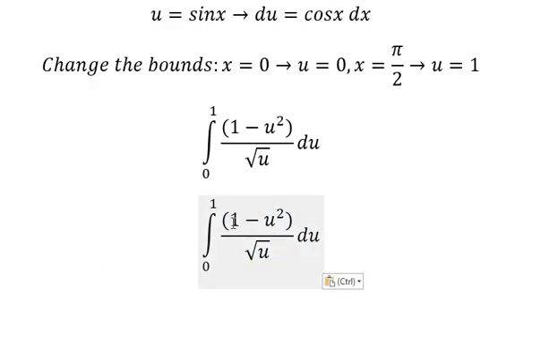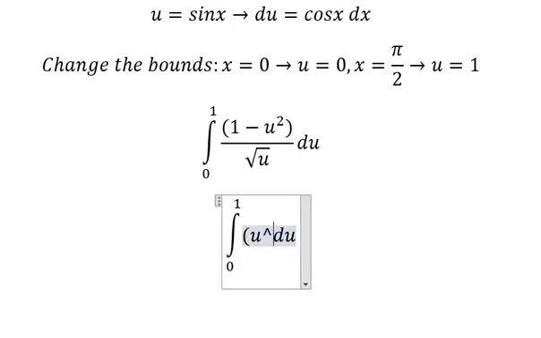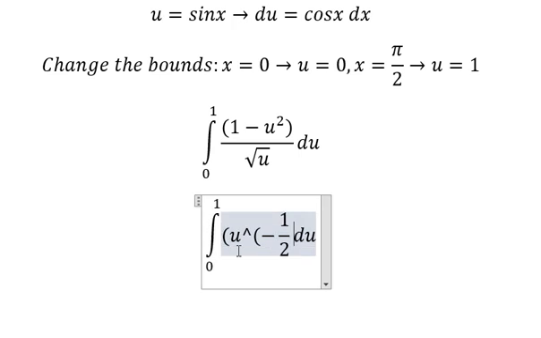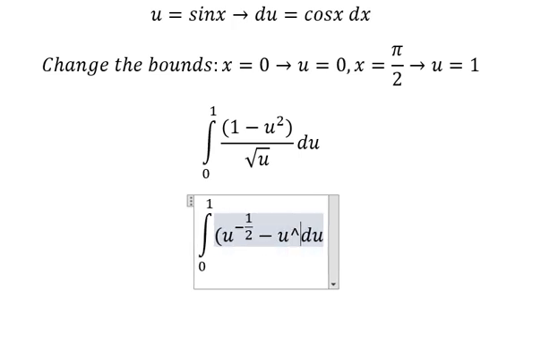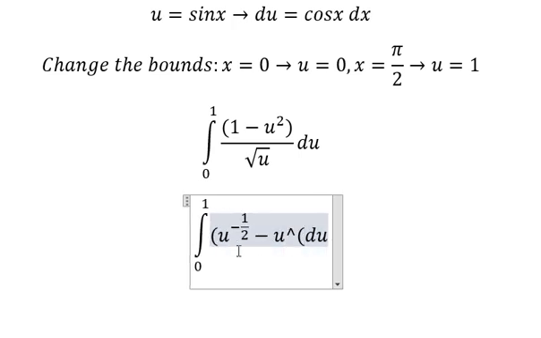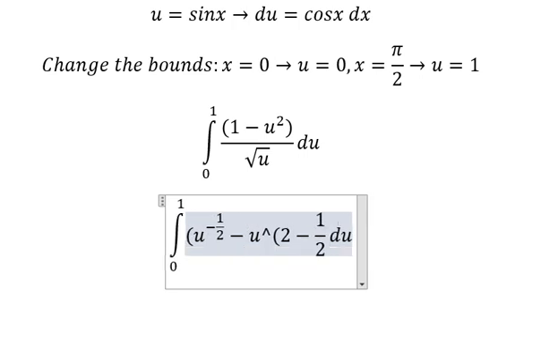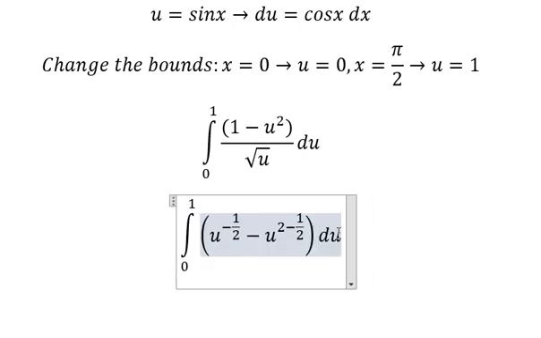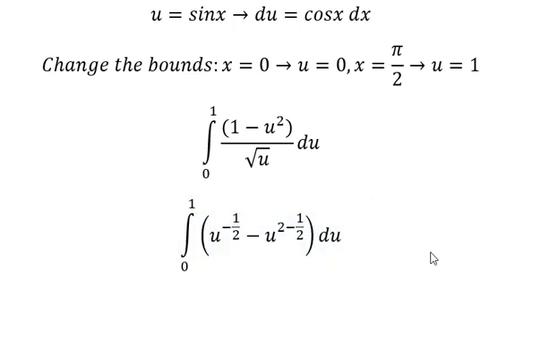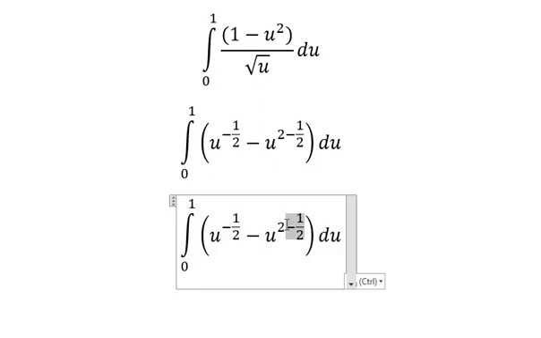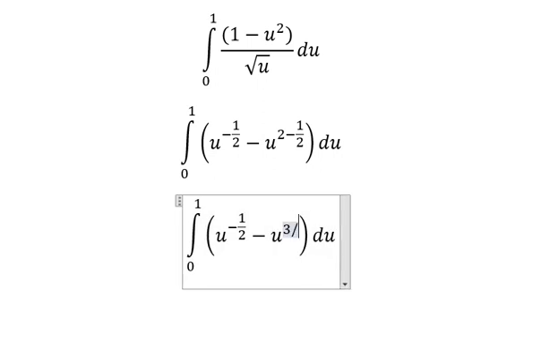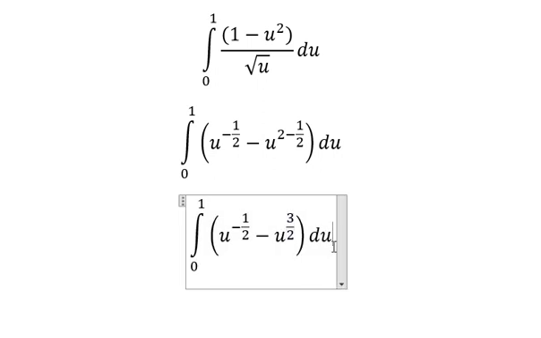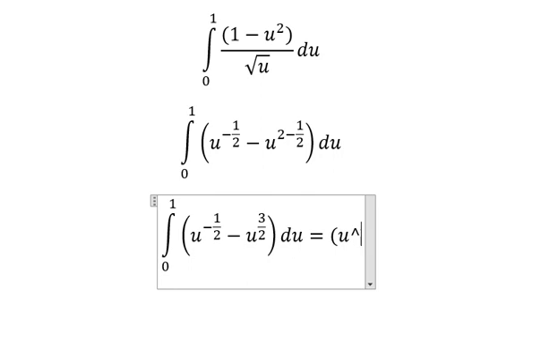So number 1 divided by the square root of u, that is u to the power of negative 1 over 2. The next one we have number 2 minus 1 over 2. So this one that is 3 over 2. And now we have the final answer.